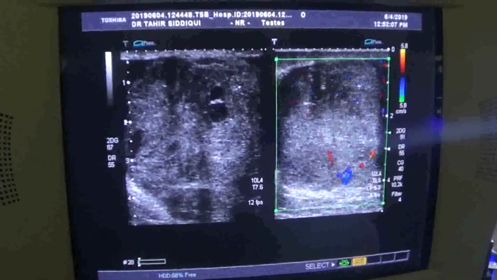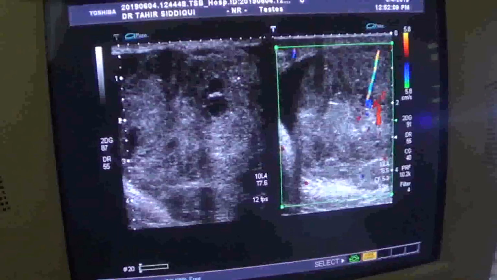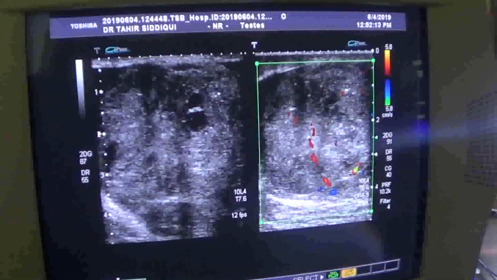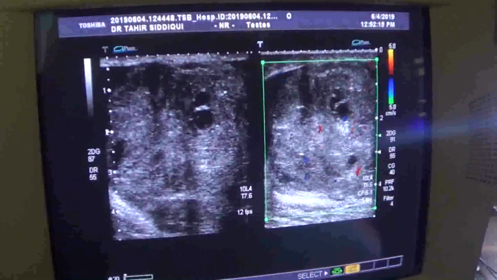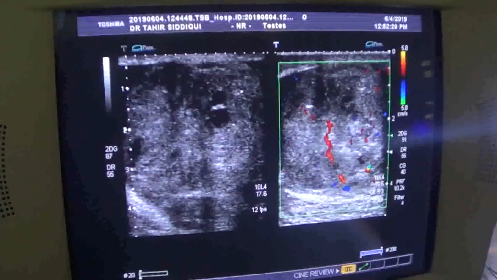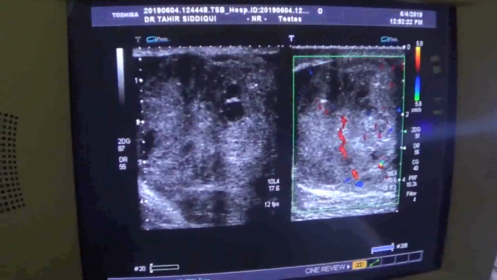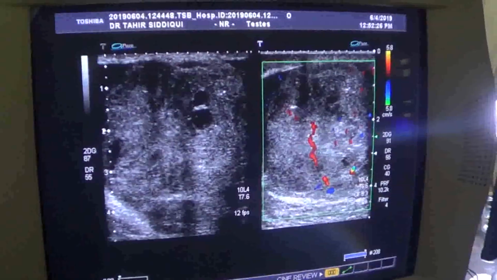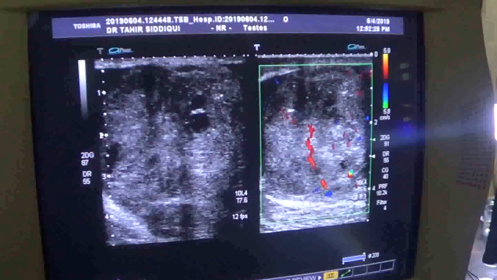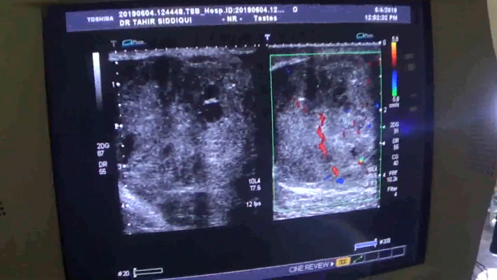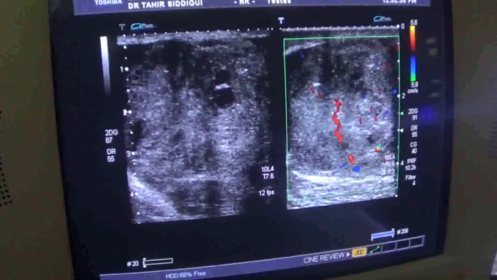Replacement of the right testis with a large vascular mass of mixed echogenicity. So this is a germ cell tumor requiring further evaluation by MRI, CT, etc. to differentiate between whether it is a seminoma or non-seminoma or mixed germ cell tumor.